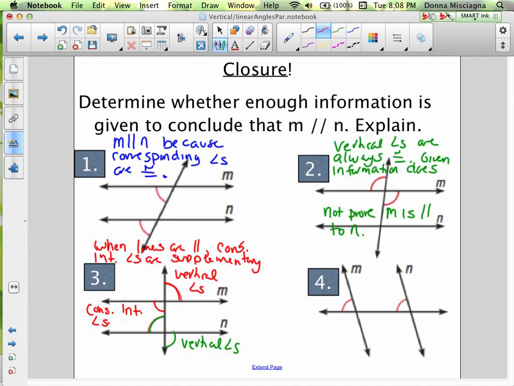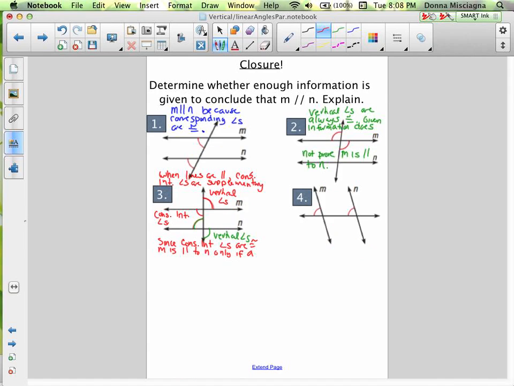Right? So since our consecutive interior angles are congruent, that means that line M is parallel to line N only if all angles are right angles. Sorry about that. That would be the only way that this would work out. Go back and go forward.